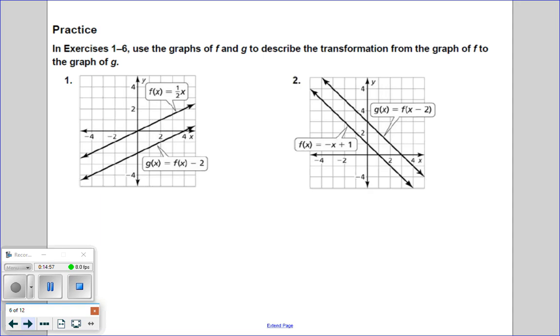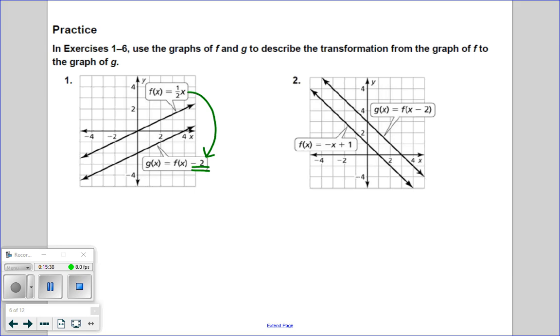And the actual f of x function doesn't really matter, because in this particular unit, all they're asking us is what transformation occurred to get us from the f function to the g function. And if I understand what that does, I can describe that even if I didn't have the graph in front of me. Okay, so sure, I have a graph of f of x and it's 1/2 x, but that actually doesn't really matter, because all I want to know is what transformation occurred from f of x to g of x.